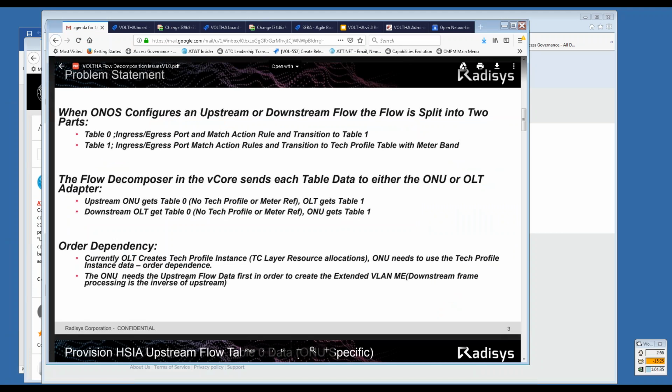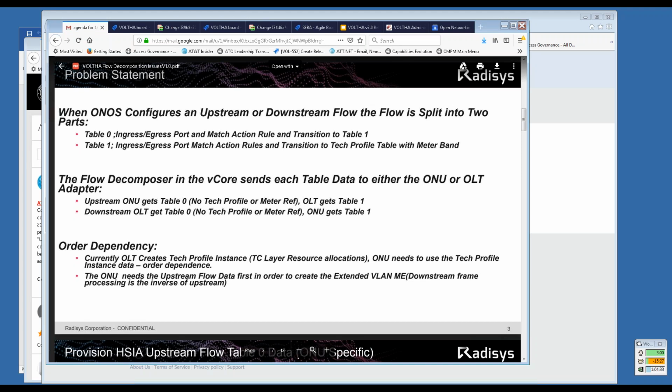So this is just a problem statement. When ONOS configures an upstream or a downstream flow, the flow is basically split into two parts, a table 0 part and a table 1 part. Table 0 has ingress and egress port, match action rules, and then a transition to table 1. And table 1 is doing the second part of the translation of the frame. Again, it defines the ingress and egress ports, the match action rules, and then the final transition is to a flow table, which is actually the tech profile table reference.